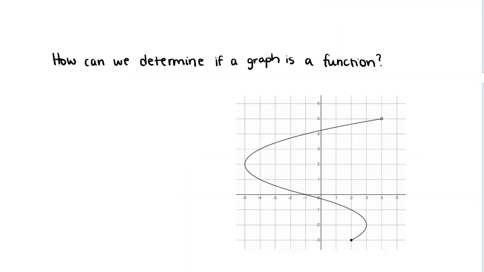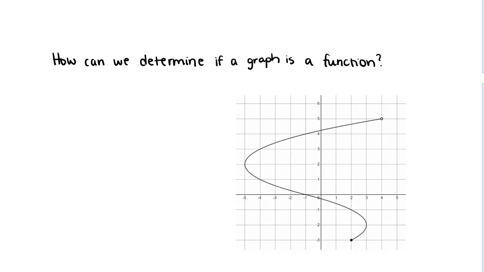Okay, so we were able to identify whether or not a table is a function. Right? If we see that input repeated in the table, then that tells us that the table is not a function. But how can we determine if a graph is a function? Well, we can take the same idea, right? If we can find 2 ordered pairs that share the same input, share that same x value, then that graph is not a function. Well, can you find 2 points here, 2 such points that share the same input?